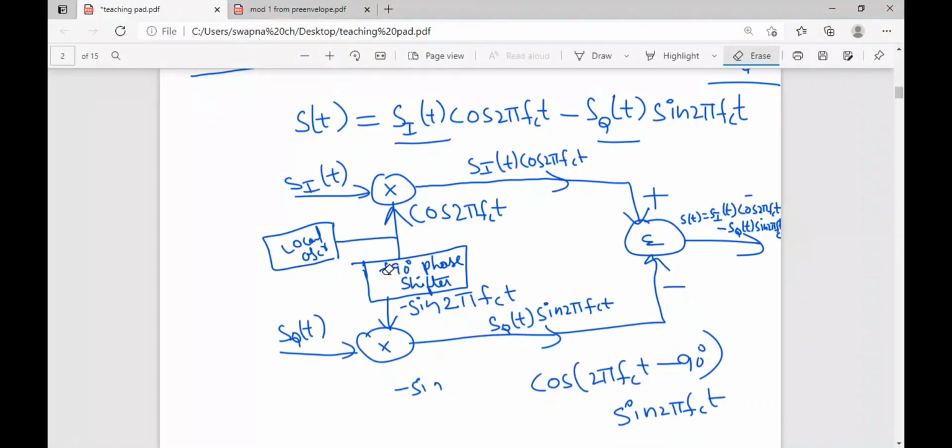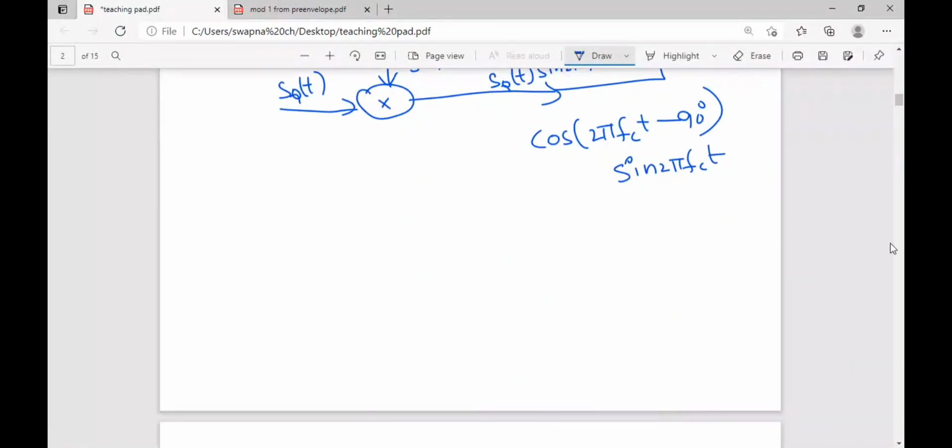But anyway, as I've written this in my notes, you can just take it down instead of getting confused. With a minus 90 degrees phase shifter, you will get minus sine 2 pi fct, so minus here. So this is how we will reconstruct S of t when you have the in-phase component and the quadrature component. Okay, the next part. In this topic you have one more part.